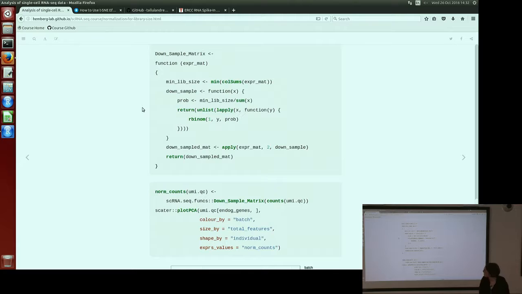So here's a function for downsampling. Here we input our expression matrix. First we have to calculate which cell has the fewest number of reads or UMIs. We do that there. And then for each cell, we take the ratio of the minimum library size versus the library size for this cell, and then just do a random binomial drawing using that probability. And that will renormalize all your cells to have approximately the same total read counts at the end.